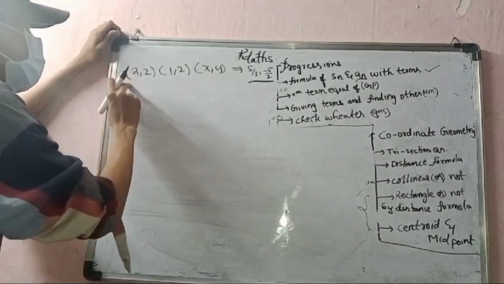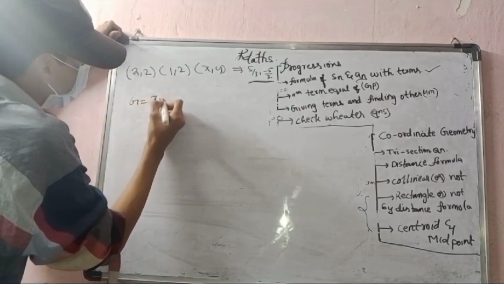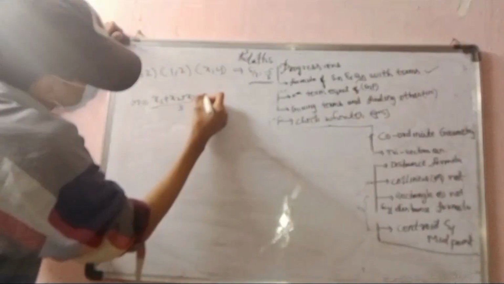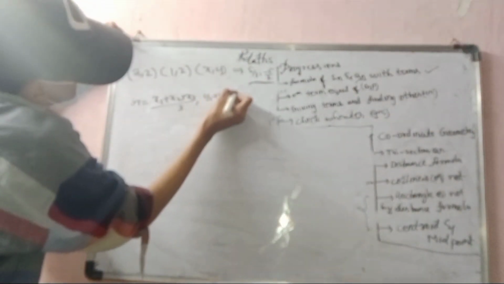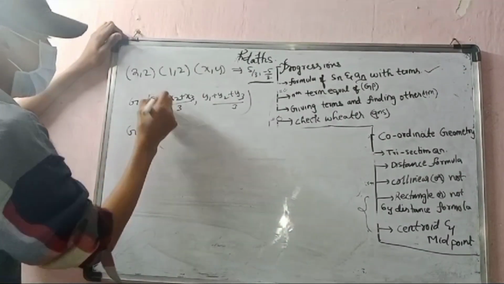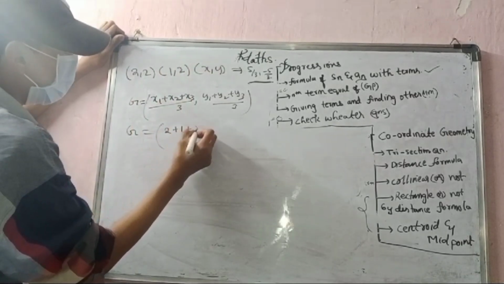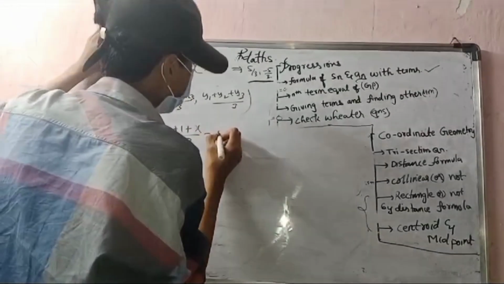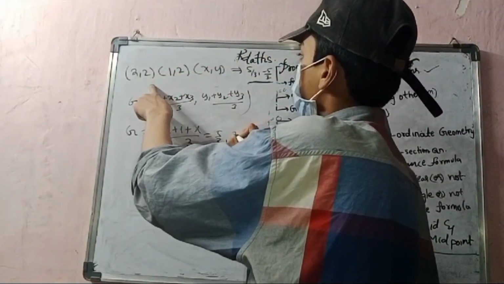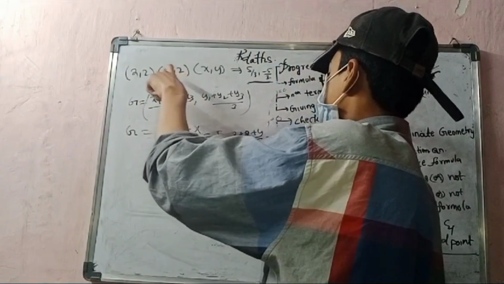Simple, nothing but 2 plus 1. What is the centroid formula? G, it is denoted with G. G equals x1 plus x2 plus x3 by 3, comma y1 plus y2 plus y3 by 3. Simple. Now G, which is equals to x1 plus x2 plus x3, 2 plus 1 plus x by 3, which is equals to 5 by 3. Okay, y1 plus y2 plus y3, y1 2 plus y2 2 plus y by 3, which is equals to minus 5 by 3.